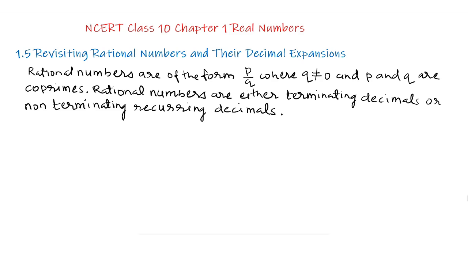We are going to discuss NCERT class 10th chapter 1 real numbers, topic 1.5, revisiting rational numbers and their decimal expansions. We know that rational numbers are of the form p upon q where q is not equal to 0 and p and q are co-primes. Rational numbers are either terminating decimals or non-terminating recurring decimals.